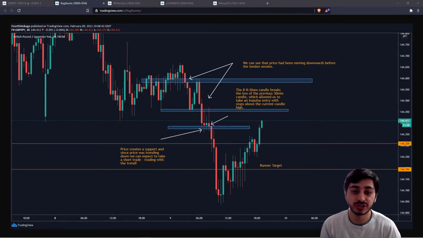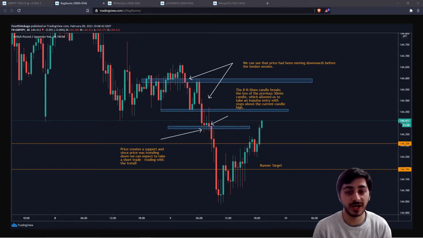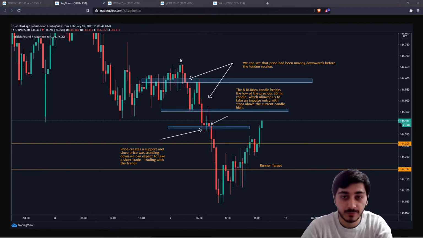Looking at our first example, we can clearly see that price is in a downtrend. Price is making a low here, making a lower high and a low again here. When price creates a low, we are looking to exploit the fact that it forms a support and then breaks the support. If we look over here, it's formed a support, pushes up, comes down and breaks the support. So we look to take an entry around here as it breaks the low of the bullish candle and take an impulse entry to the downside.